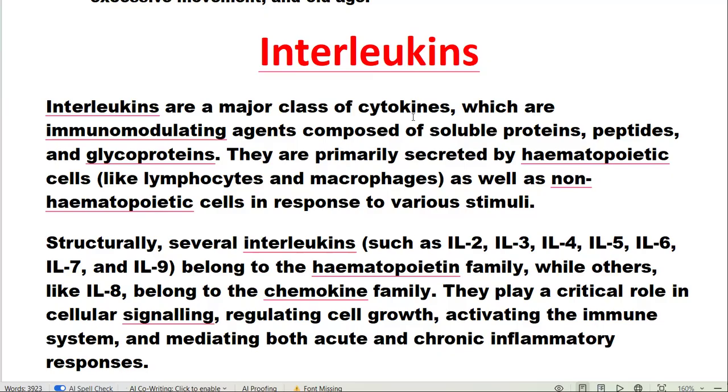Interleukins are the major class of cytokines, which are immunomodulating agents composed of soluble proteins, peptides, and glycoproteins. They are primarily secreted by hematopoietic cells like lymphocytes and macrophages, as well as non-hematopoietic cells in response to various stimuli.